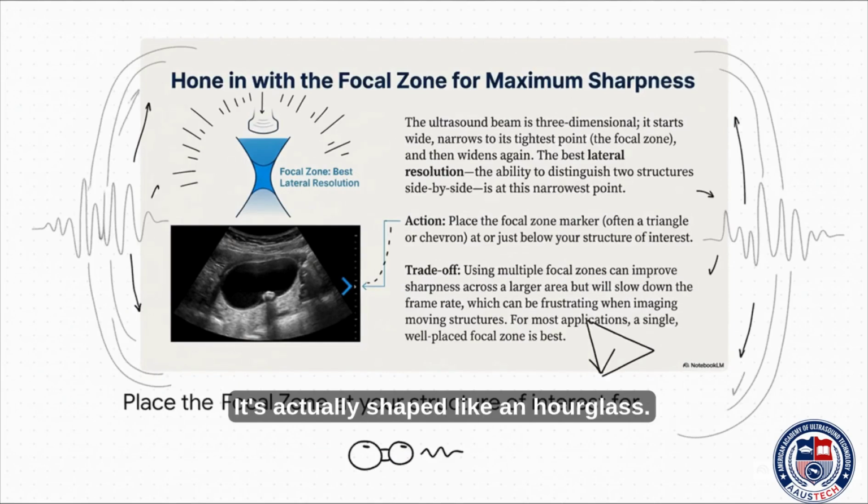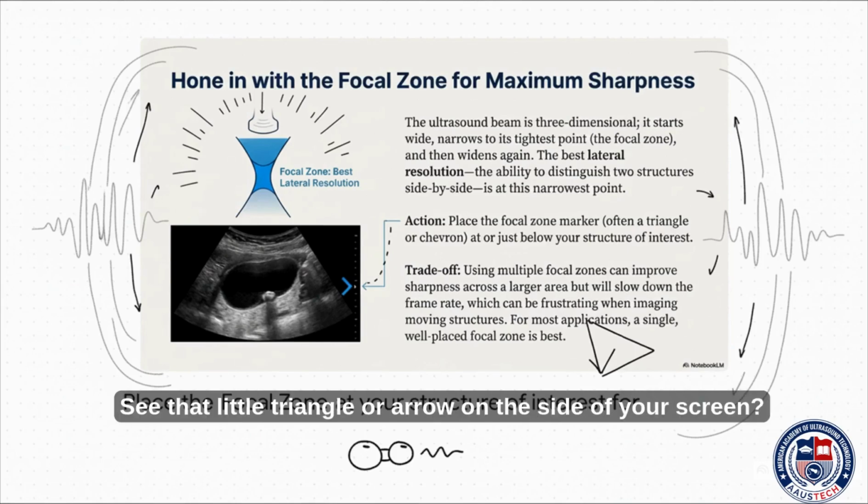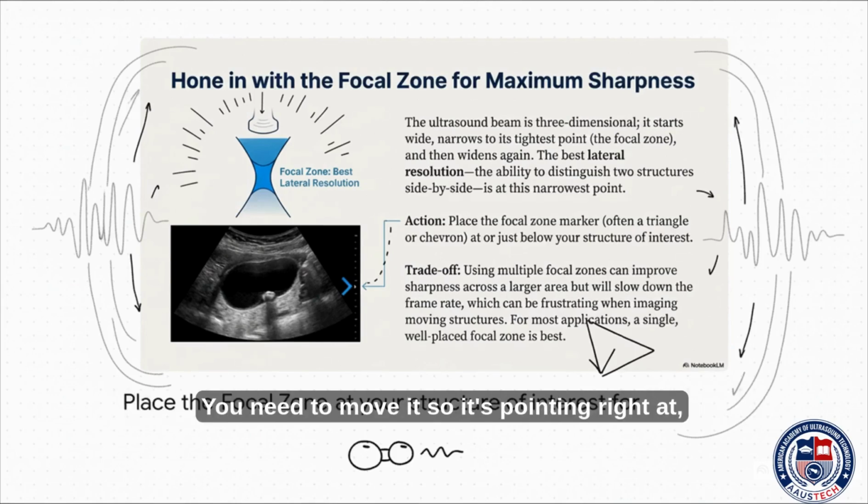It's actually shaped like an hourglass. And that narrowest point, the focal zone, is where your image is the sharpest side to side. We call that lateral resolution. Your job here is simple. See that little triangle or arrow on the side of your screen? You need to move it so it's pointing right at or just a little bit below your structure of interest. That's how you get the sharpest image possible.